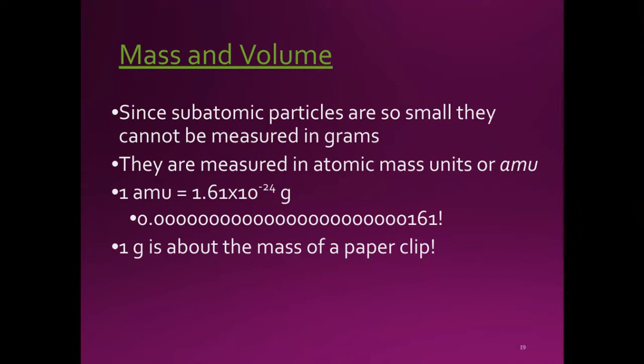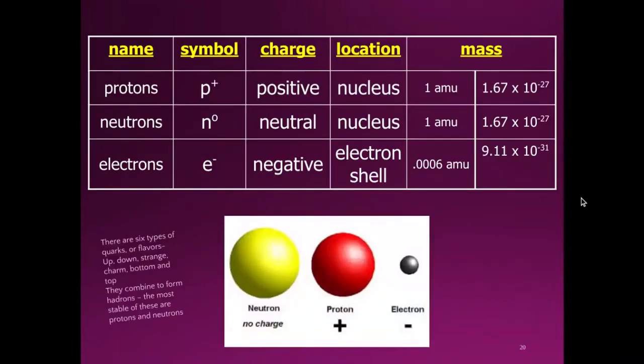1 gram is about the mass of a paperclip. So this much of a paperclip. So in this chart, you can see we have organized the different subatomic particles that we know of. There are protons. Their symbol is a P with a little plus sign. They have a positive charge.